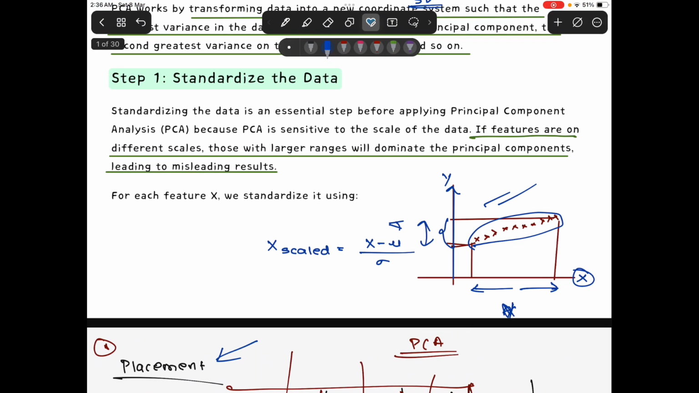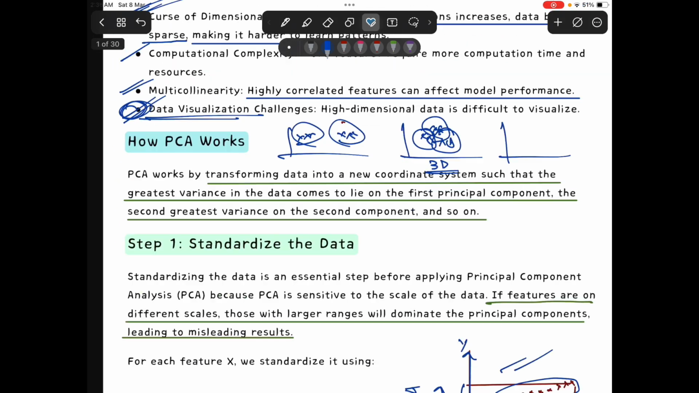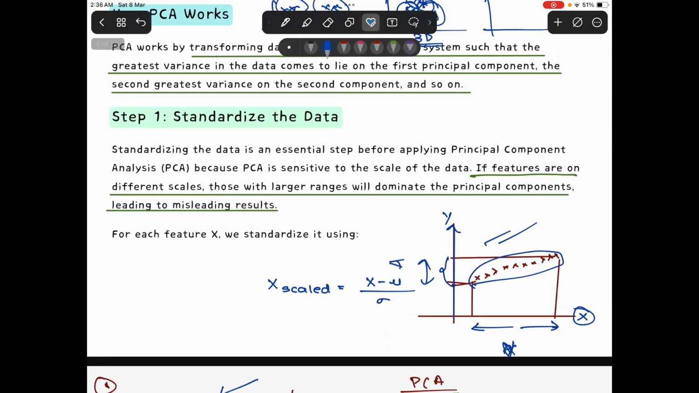So let's first study all the steps we take for feature reduction. The first one is to standardize the data. Generally people don't consider this step to be important, but I think this is the most important step.